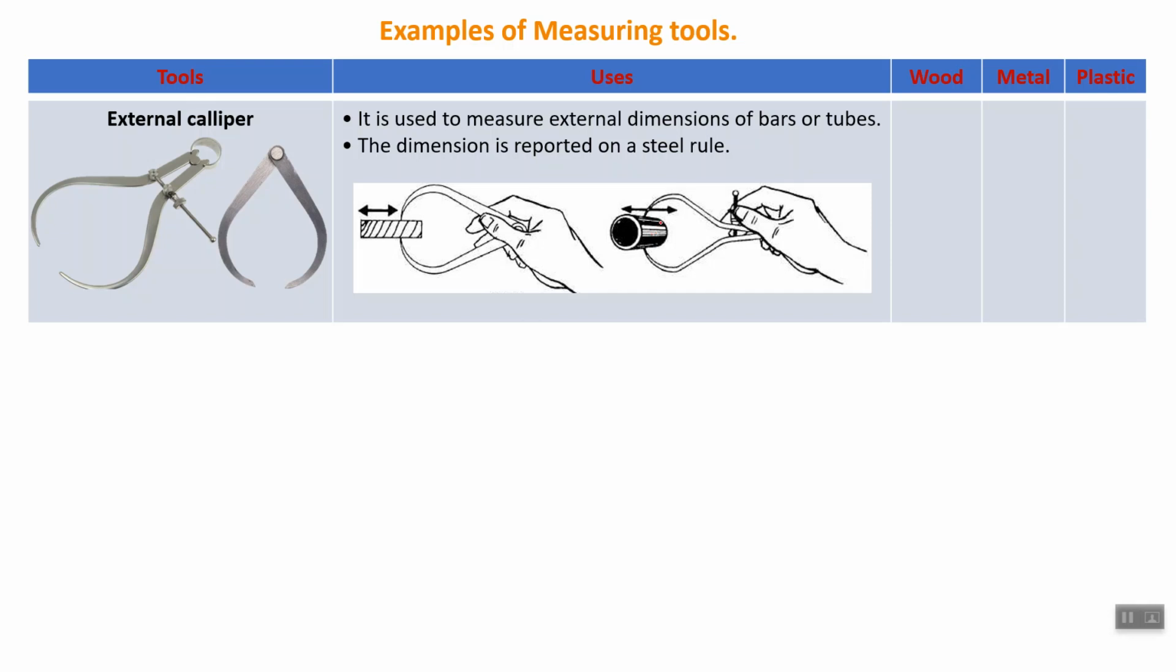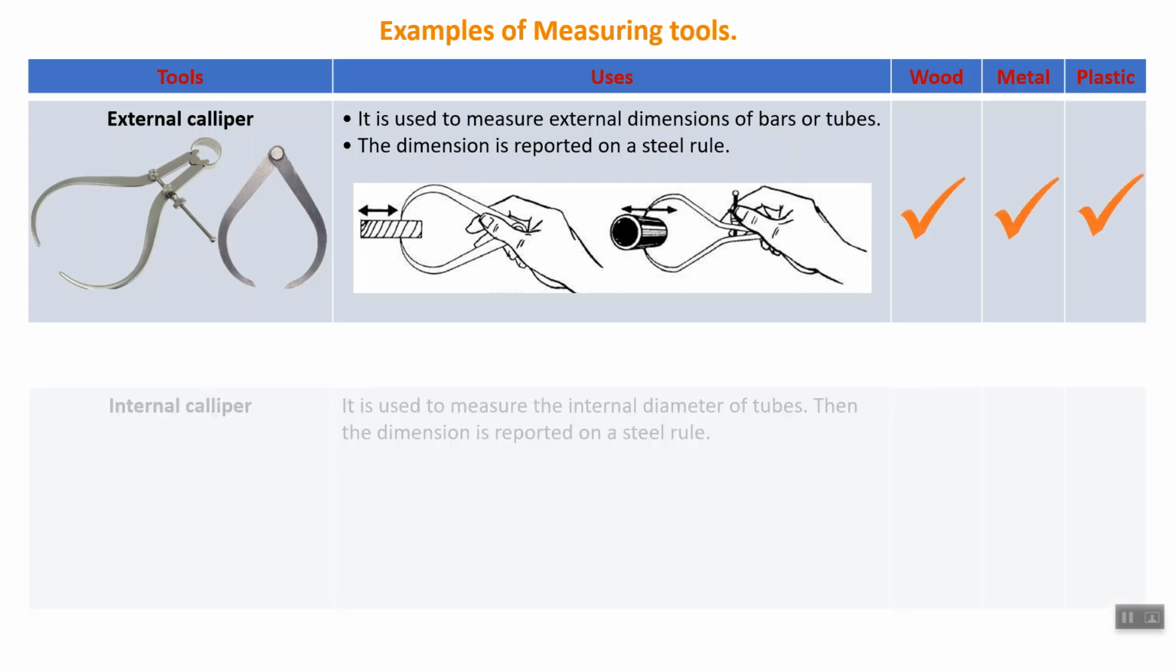It's very difficult. The readings from the two tips of the caliper are transferred to a steel rule to measure the accurate, exact length of the materials. It is used on wood, metal, or plastic, so every material we have.